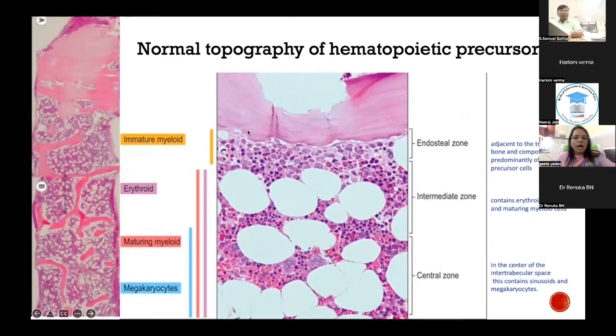If we look at the higher part, this paratrabecular area or endosteal zone is where immature myeloid precursors lie. When they mature, they move on to the intermediate zone or central zone. In the central or intermediate zone, we find erythroid precursors and mature myeloid precursors. Near the sinusoids, we find megakaryocytes. So this is the normal topography of the hematopoietic precursors in bone marrow biopsy.